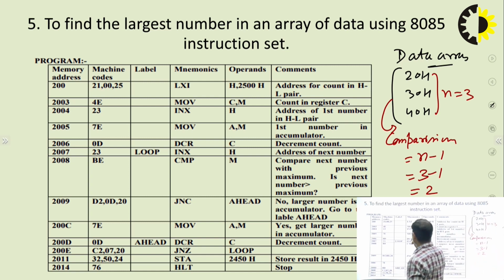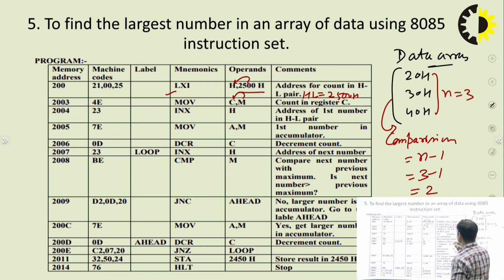So what we will do, we will start with LXI H, 2500H. What it shows is that the content 2500H will be stored into the HL pair. So at this time HL pair is equal to 2500H. Then MOV C, M: the content of M will be stored into the C register. So at this time we are giving the inputs. The 2500 is used for giving the input count. This count will be stored into the C register. So at this time C register will carry 3, because n is 3. INX H, so we have just incremented.